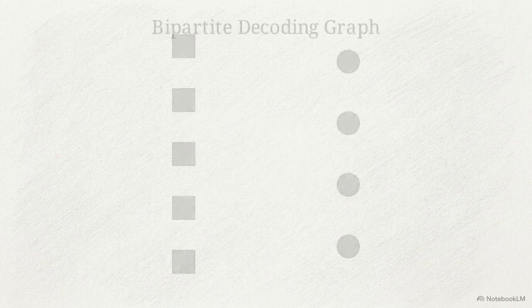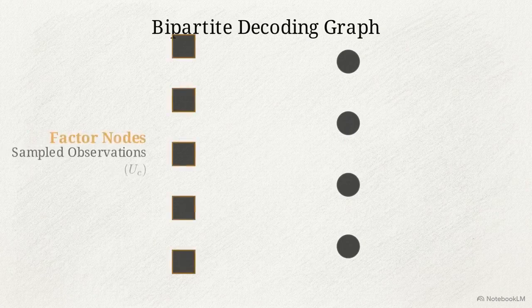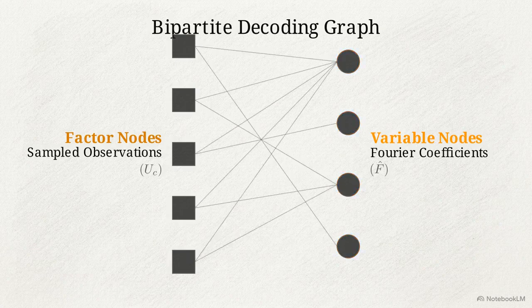This bipartite graph diagrams the decoding architecture. It separates the known observations on one side from the estimated values on the other. The left side contains the factor nodes. These represent the sampled observations pulled from the masked LLM queries. The right side contains the variable nodes. These represent the unknown estimated values of the sparse interactions we are trying to find.